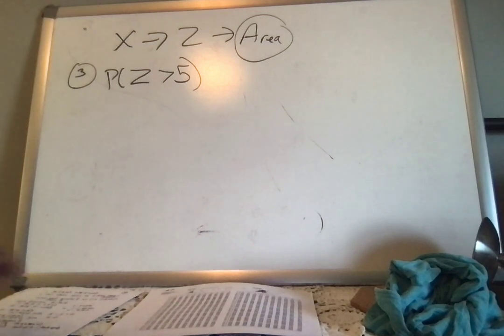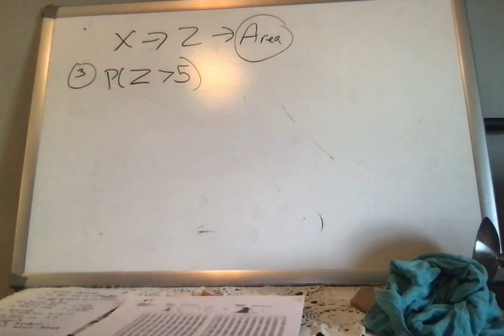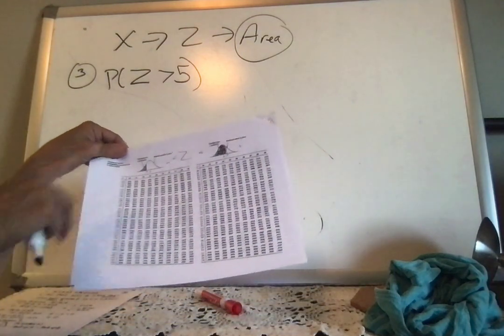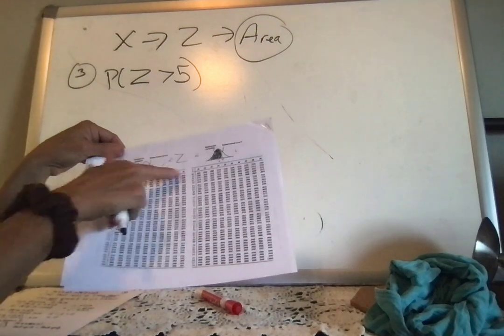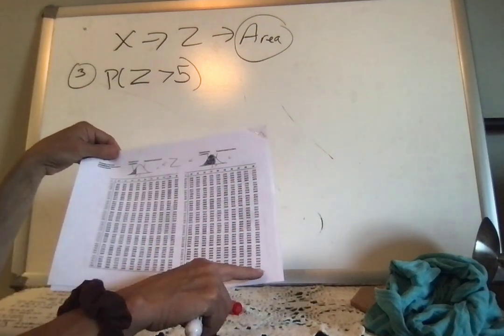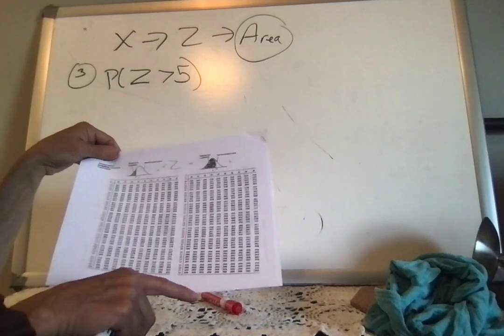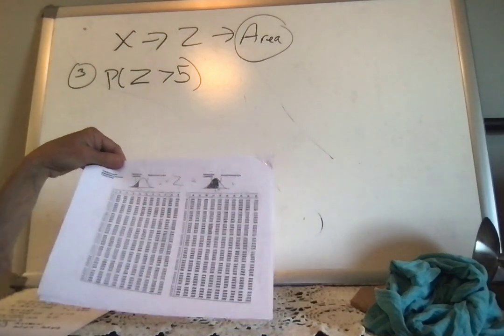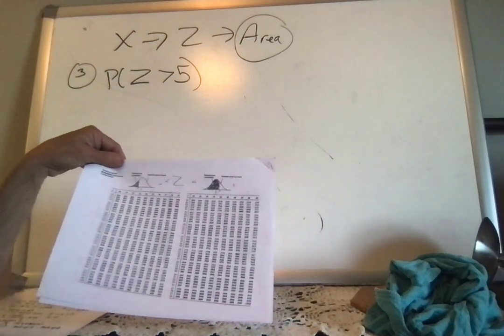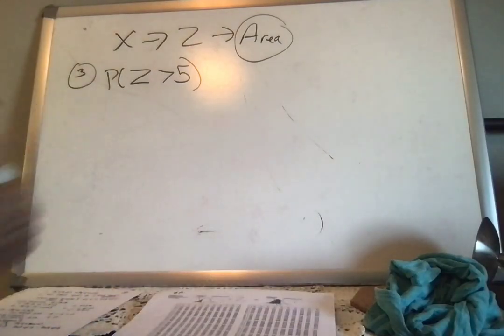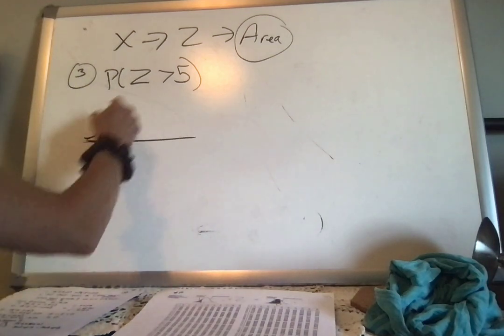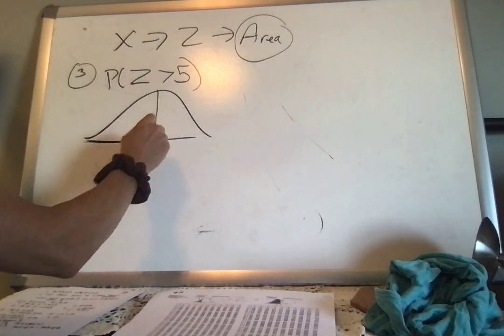Okay, now here's the problem. 5's not on the chart, but saying, oh, it's not on the chart, I can't do it, is not the correct answer. So the first thing I want you to make sure you understand is the smallest number I can look up is negative 3.89. And the biggest number I can look up is positive 3.89. All right, so anything past those is what we call off the chart. I'm going to show you 2 ways that you can figure out what to do when you're technically off the chart. All right, we are 5 standard deviations above the mean.